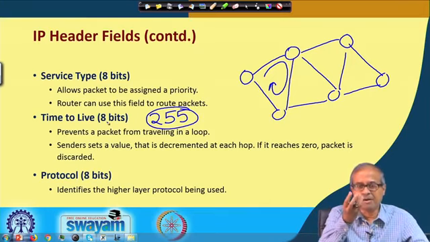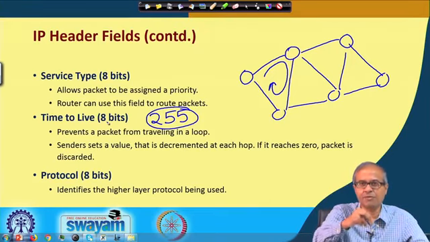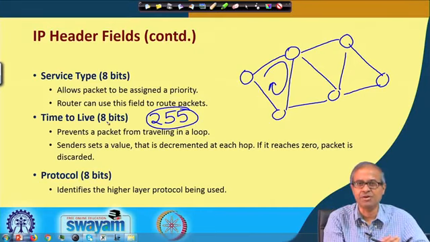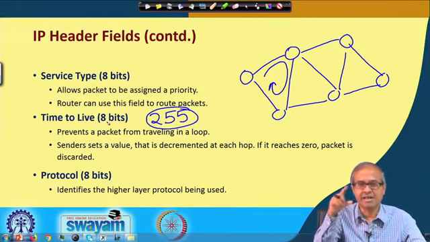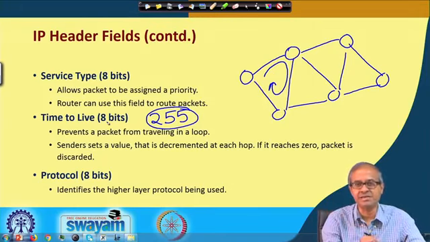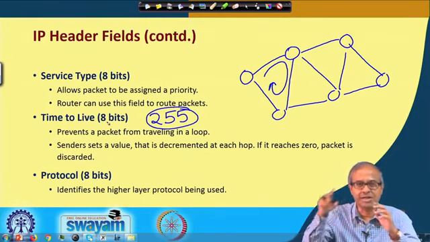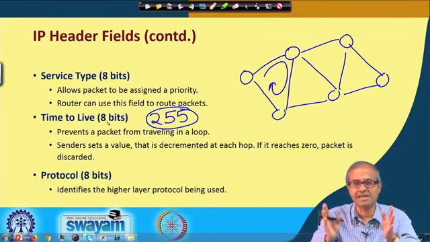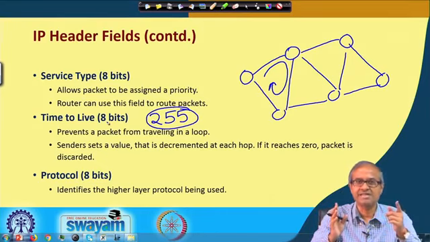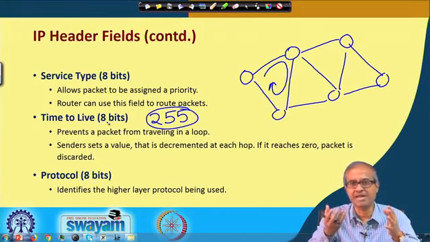So, every time a packet is forwarded from one node to the other, the value in that packet is decremented by 1. It becomes 49, next time 48, 47, 46, like that. Whenever the value reaches 0, the packet is discarded, so that you do not allow this indefinite cycling to go on. This is time to live, how long this packet can live.